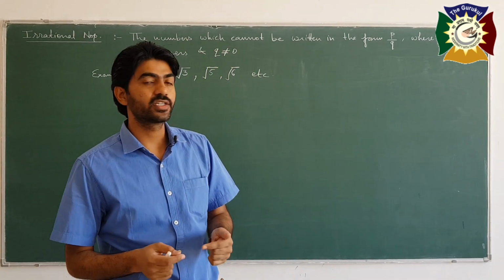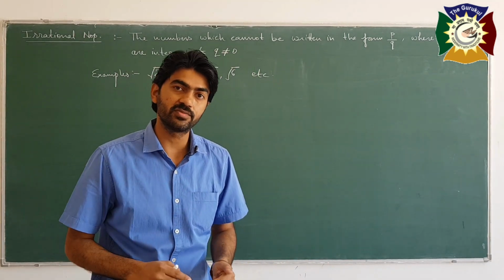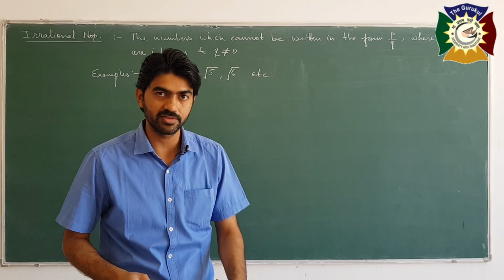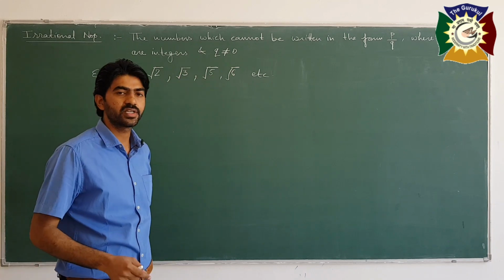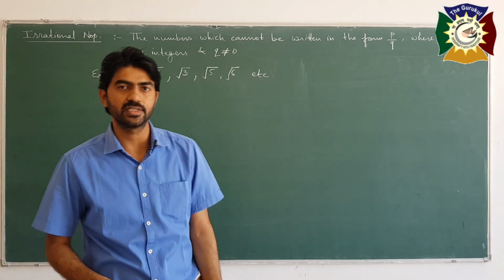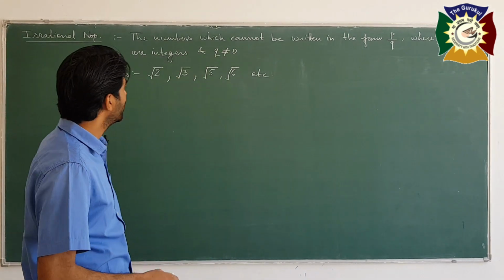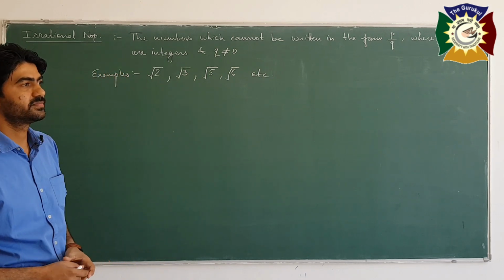Again, we can take the cube roots of the numbers which are not perfect cube. That will be irrational. To prove that these numbers are irrational, this thing we will discuss in class 10. Now these numbers are irrational.